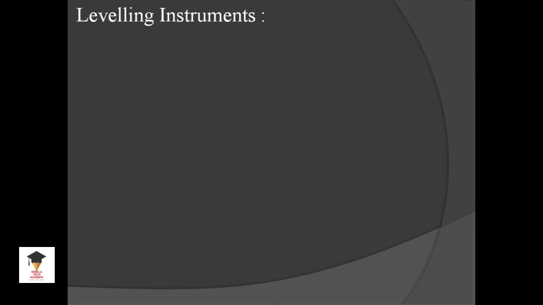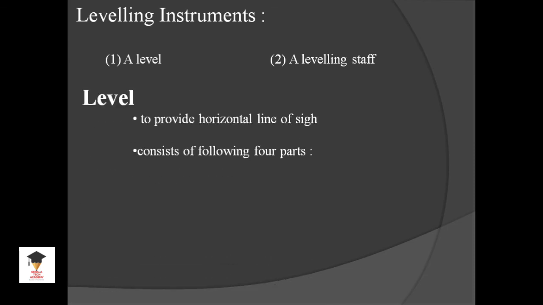Now, let us see the leveling instruments. Mostly, we use two instruments for conducting leveling, that is, a level and a leveling staff. A level is used to provide a horizontal line of sight, and it consists of the following four parts: a telescope, a level tube, a leveling head, and a tripod. Now let us learn in detail.